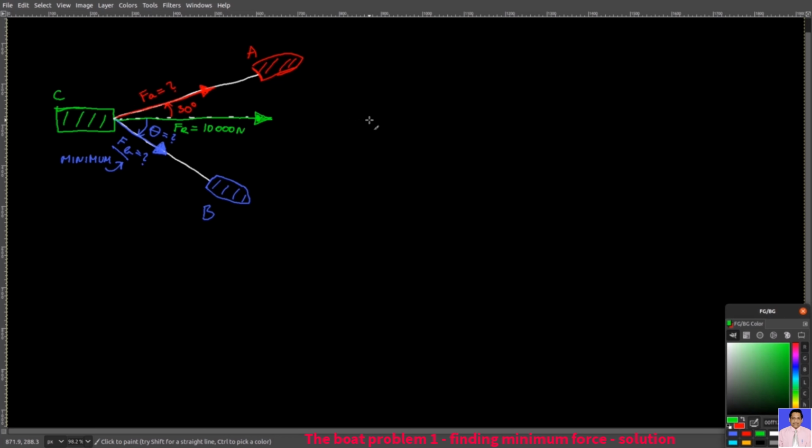Your first reaction could be using the same technique that we used in the previous problem. So your FR is now fixed. It's 10,000 newtons. And you know that this angle here is 30 degrees. So maybe I can construct this right triangle here, where this is my FA, this is 30 degrees, and then again, theta would be 90 degrees.